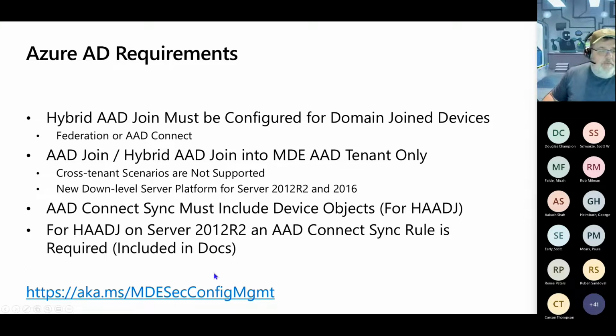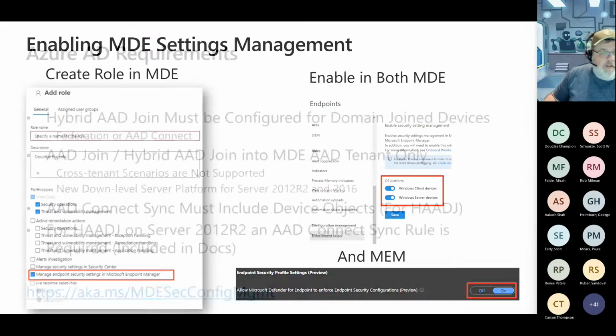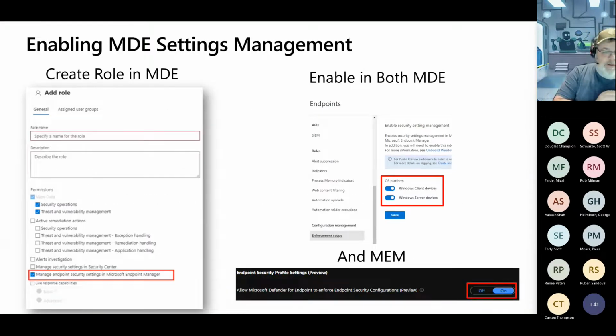It says here for hybrid Azure AD on Server 2012, you do need to create an Azure AD Connect sync rule, which is required. There is documentation inside the link that shows you how to do that. To get it enabled into public preview, I already showed you a couple of places.